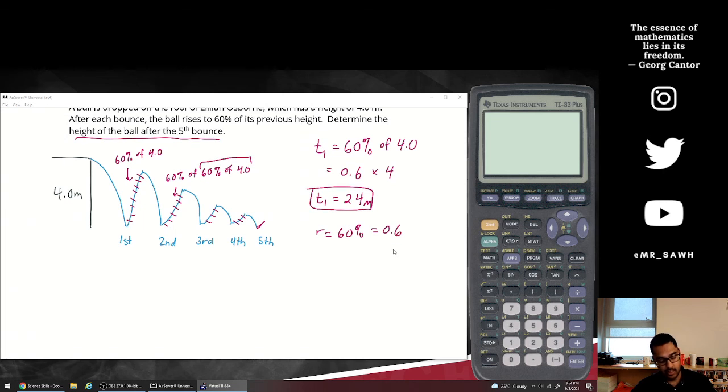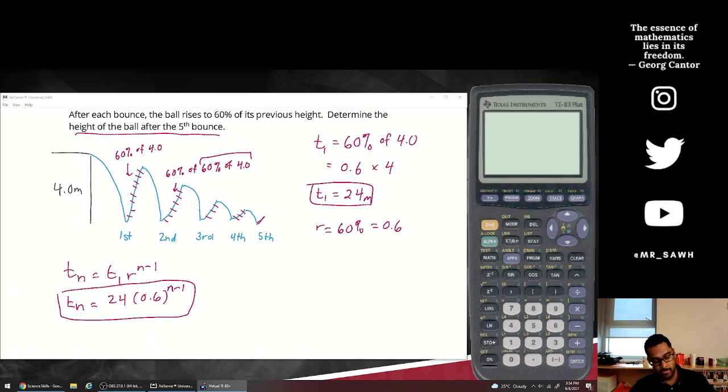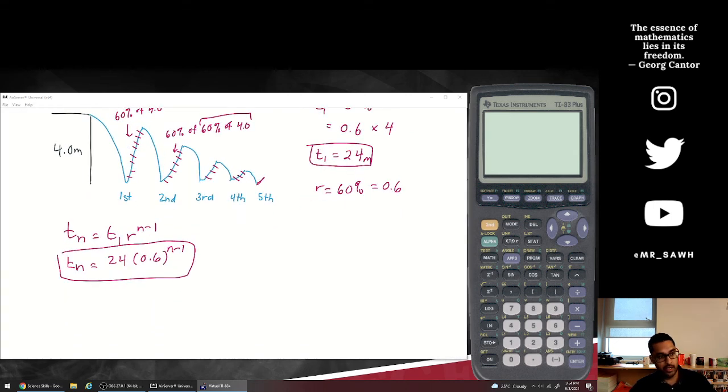So now that I know that, Tn is equal to T1 times r to the n minus 1. So my general term is my first term of 2.4, ratio of 0.6, and n minus 1. There is the formula that will allow us to find out the height we actually need. How high is it after the fifth? Okay, so we're really looking for the fifth term here, right? Which means that if we translate all that information, the fifth term is equal to 2.4 times 0.6 to the power 5 minus 1, right? n is going to be 5 because I'm looking for the fifth term.